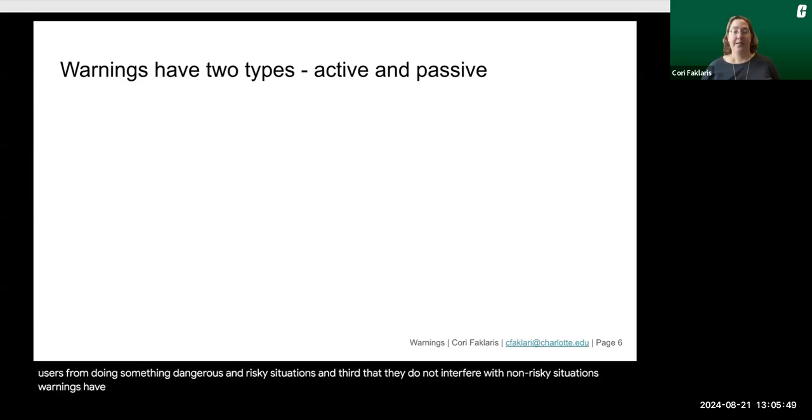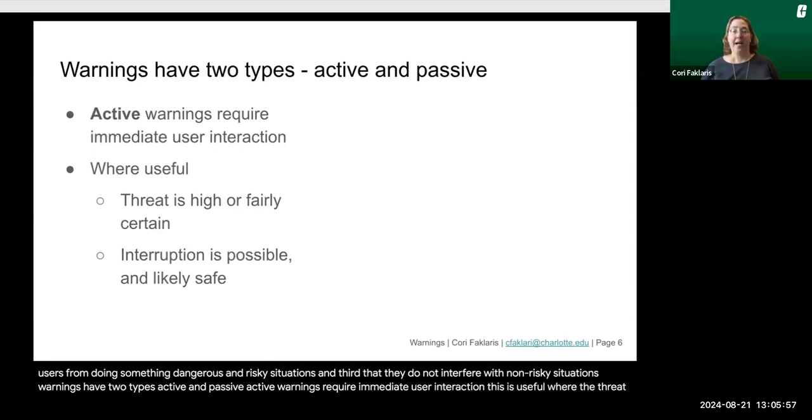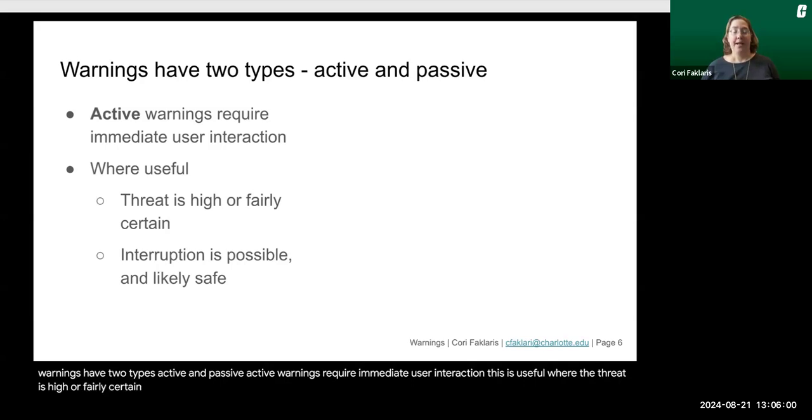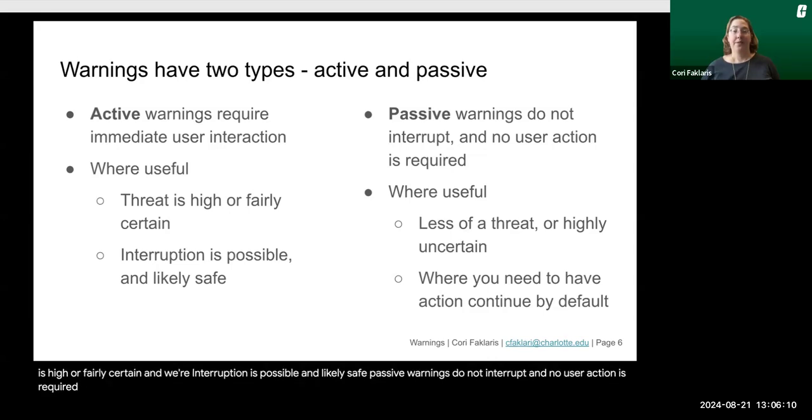Warnings have two types, active and passive. Active warnings require immediate user interaction. This is useful where the threat is high or fairly certain, and where interruption is possible and likely safe. Passive warnings do not interrupt and no user action is required. This is useful where something is less of a threat or the threat is highly uncertain, and second, where you need to have the action continue by default.